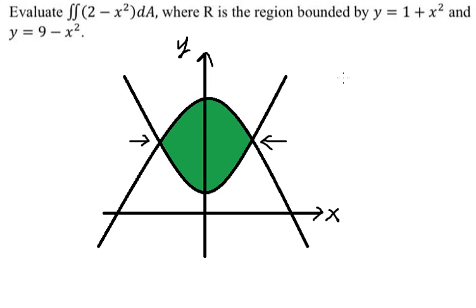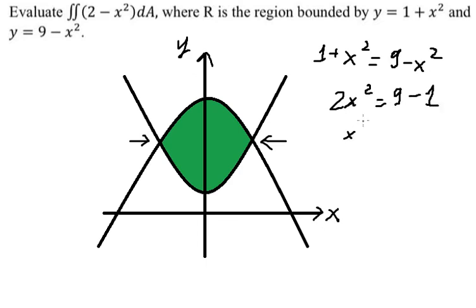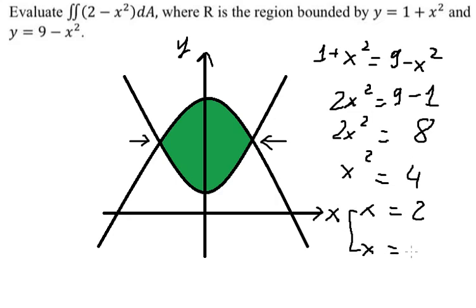So we have 1 plus x squared equals 9 minus x squared. So this one we put on the left, number 1 we put on the right. So we have 2x squared equals 9 minus 1. 9 minus 1 we have 8. We divide both sides by number 2. So 8 divided by 2 we have 4. The square root of 4 we have 2, and x equals negative 2.